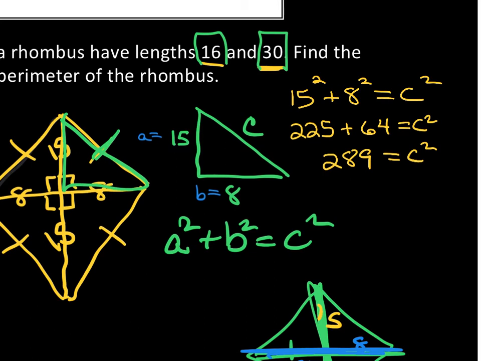And then square root this, and I know it's kind of big, but this is actually a perfect square, and the square root of 289 is 17. So you really should memorize the perfect squares up to 20. So you should know 12 times 12, 13 times 13, 14 times 14. If you don't, you're going to have to guess and test because you don't have a calculator.